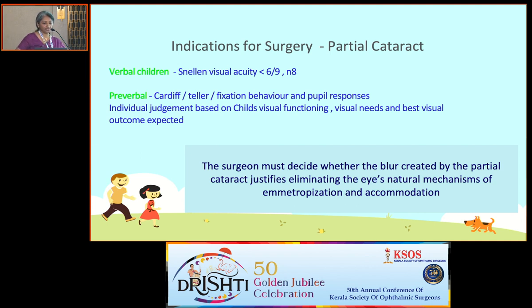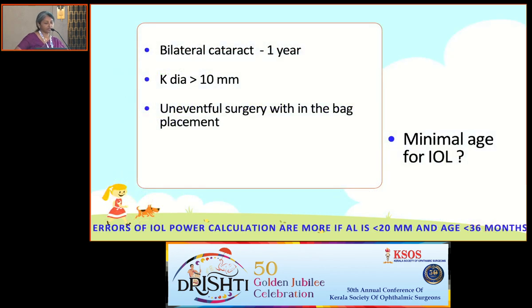And the surgeon should always decide whether the blur created by the partial cataract justifies eliminating the natural mechanisms of emmetropization and accommodation. So bilateral cataract is around 1 year, roughly. Corneal diameter should always be more than 10. And also, you should ensure that there is an uneventful surgery with in-the-bag implantation. Minimum age for bilateral, as I said, is around 1 year. Unilateral, you can decide to place an IOL earlier on, provided the other parameters are normal.